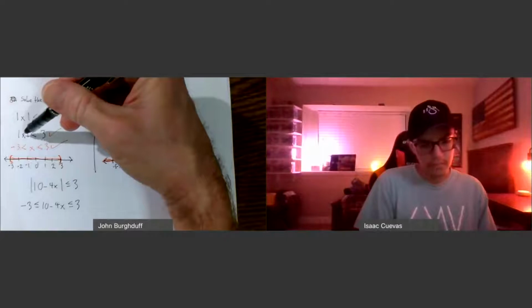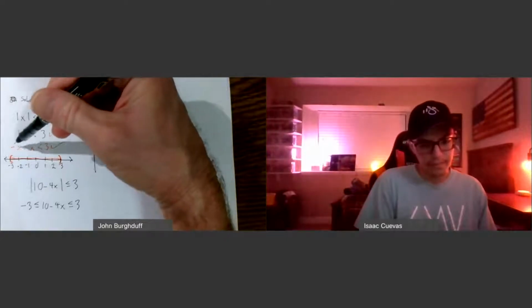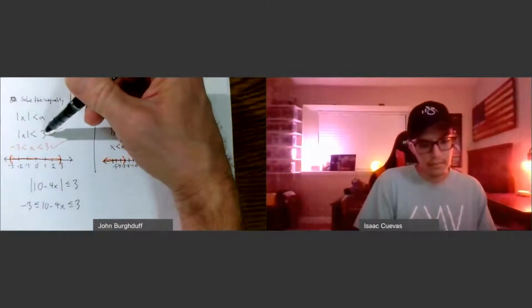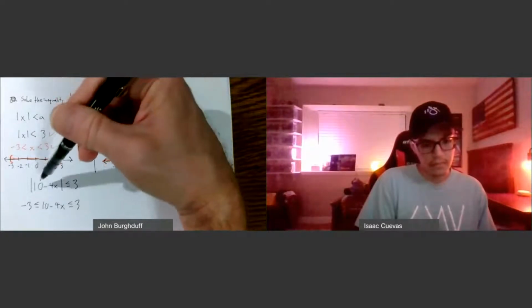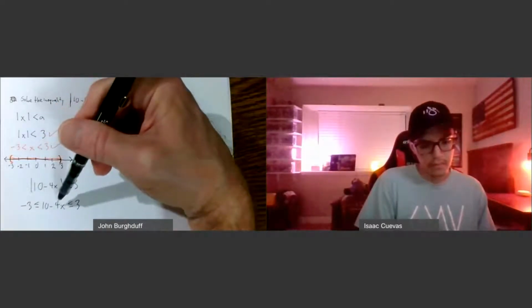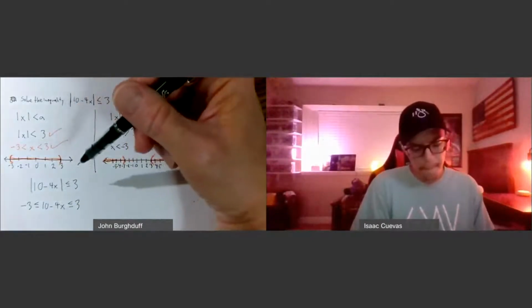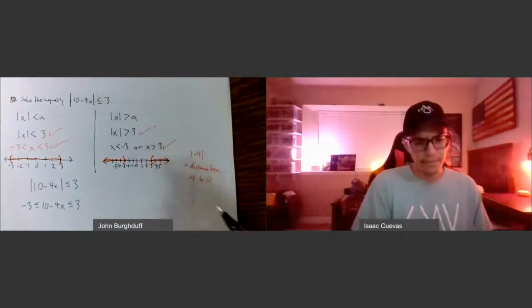If it was just an x in the absolute value, you put the x between the positive and the negative of whatever this number is. If it's something more complicated, you just put that instead. Gotcha. Look good? Mm-hmm. All right.